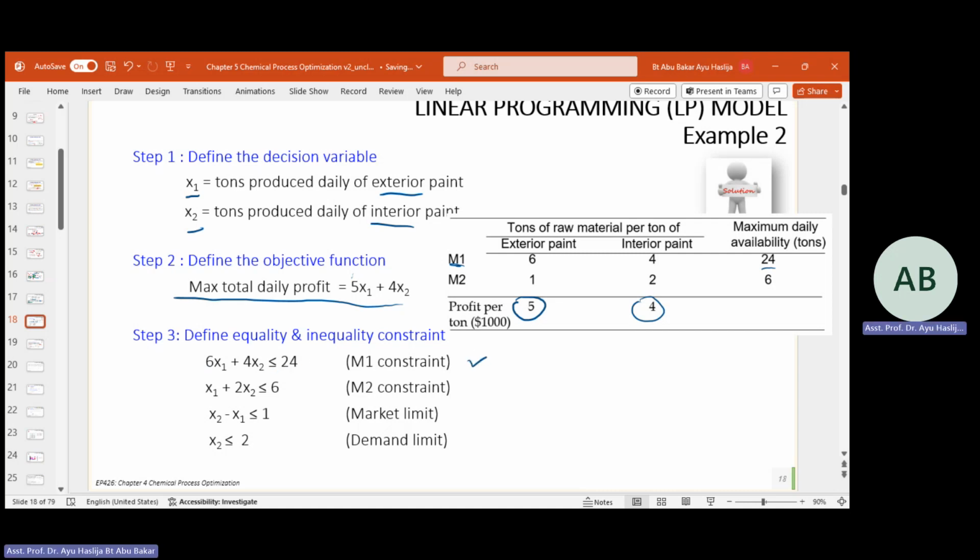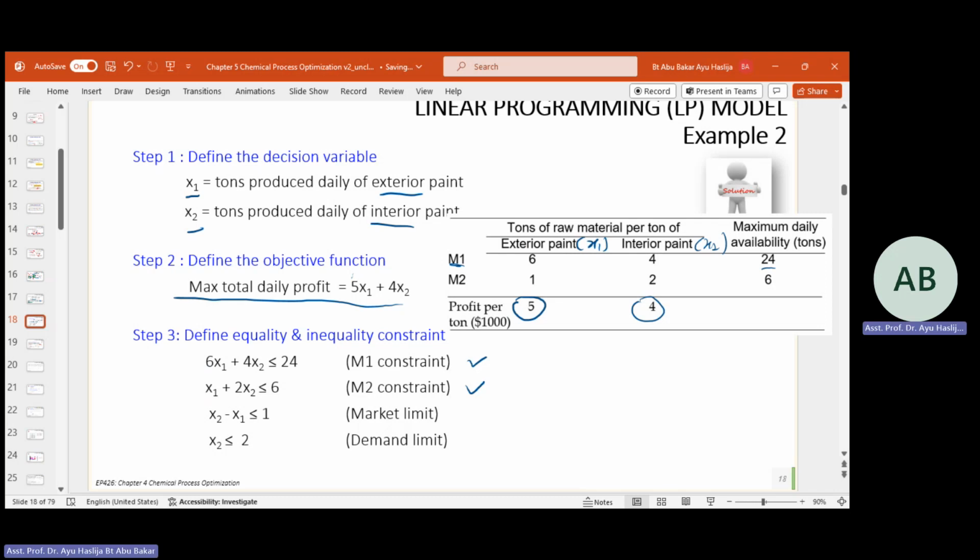You have a few constraints over here. Okay, this is x1, x2. M2 constraint. x1 plus 2x2 must be lesser than or equal to 6. Okay, this one from the table. Constraint for M1 and M2.